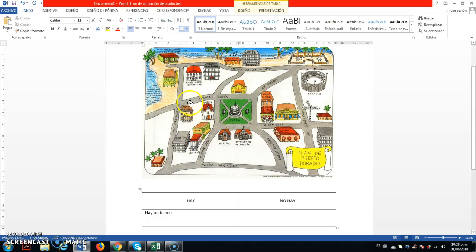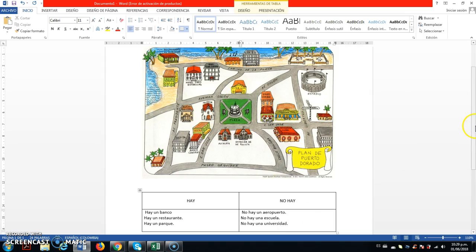Hay un restaurante. Ni hay un parque. Que no hay. No hay un aeropuerto. No hay una escuela. No hay una universidad.